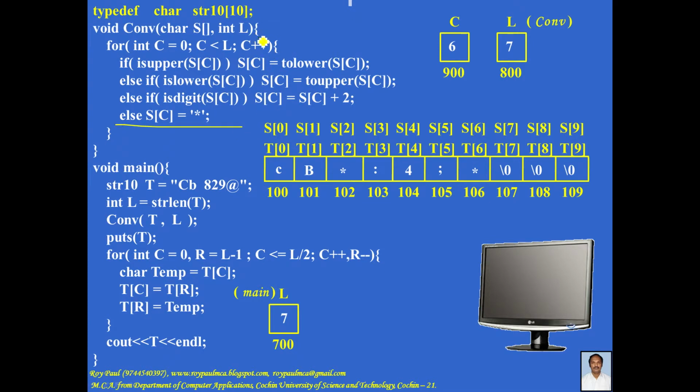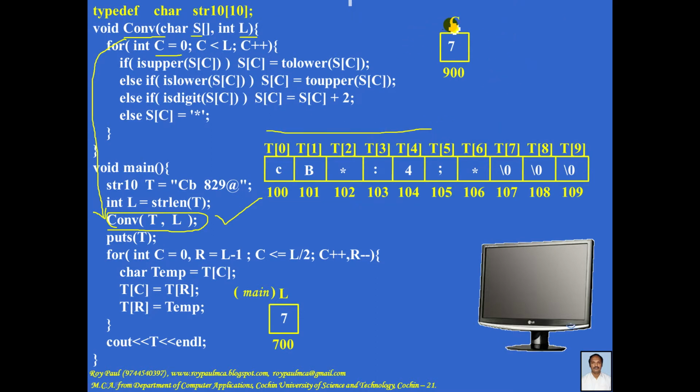Now after this, C++, so C becomes 7. 7 less than 7, condition wrong, you exit from this for loop. So this function completely executed. Now I told you, after executing a function, control goes to the point from where the function was called. So control comes back here. And when the control comes back here, please note the variable names S, L and C do not exist.